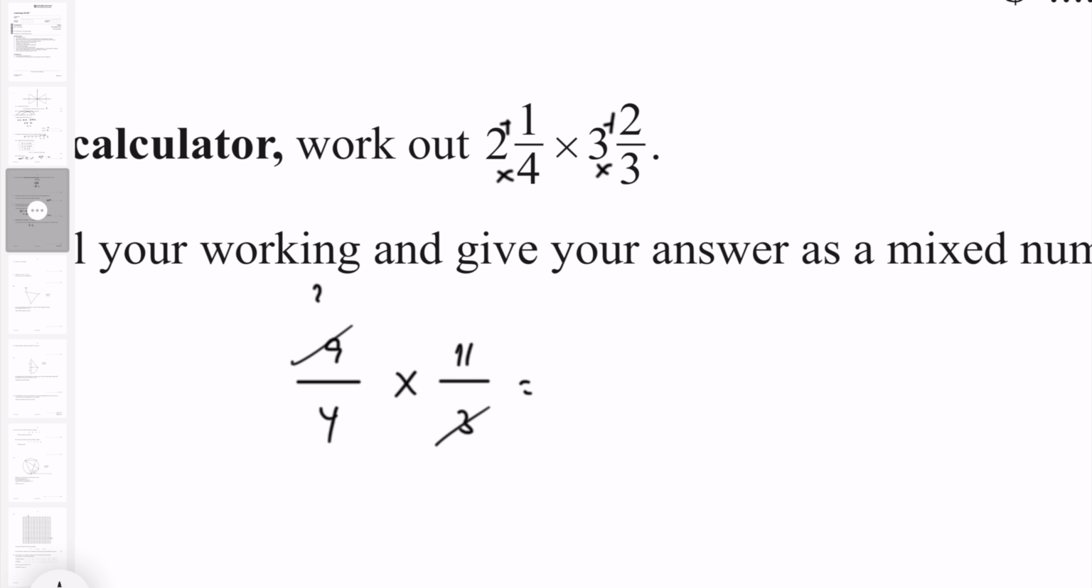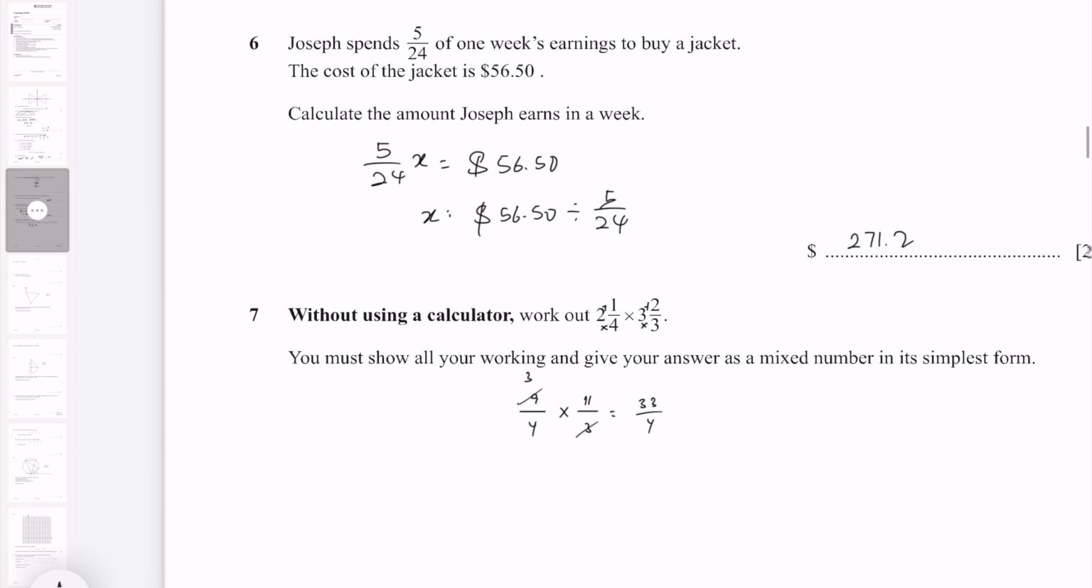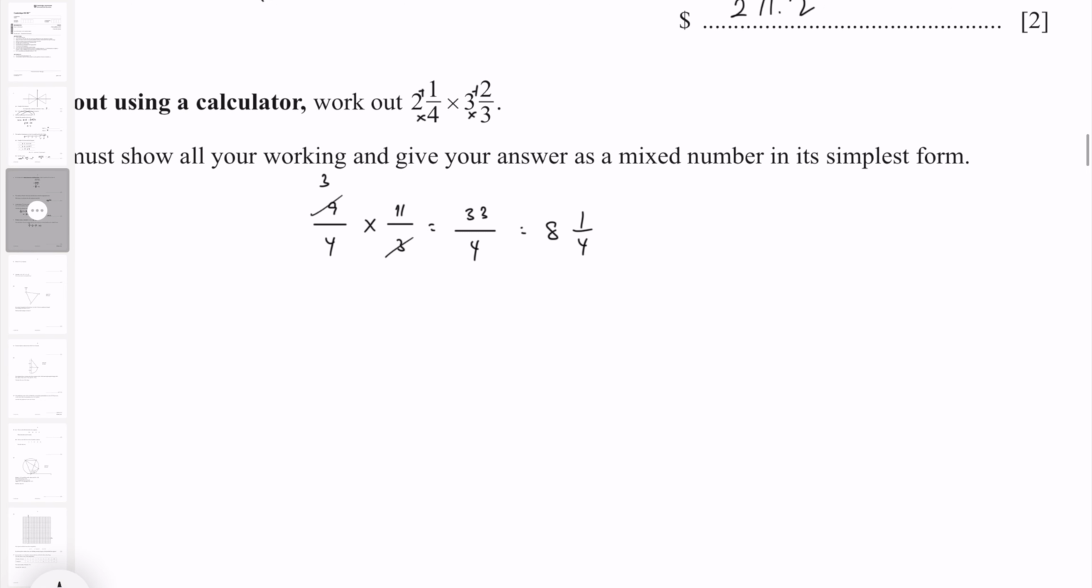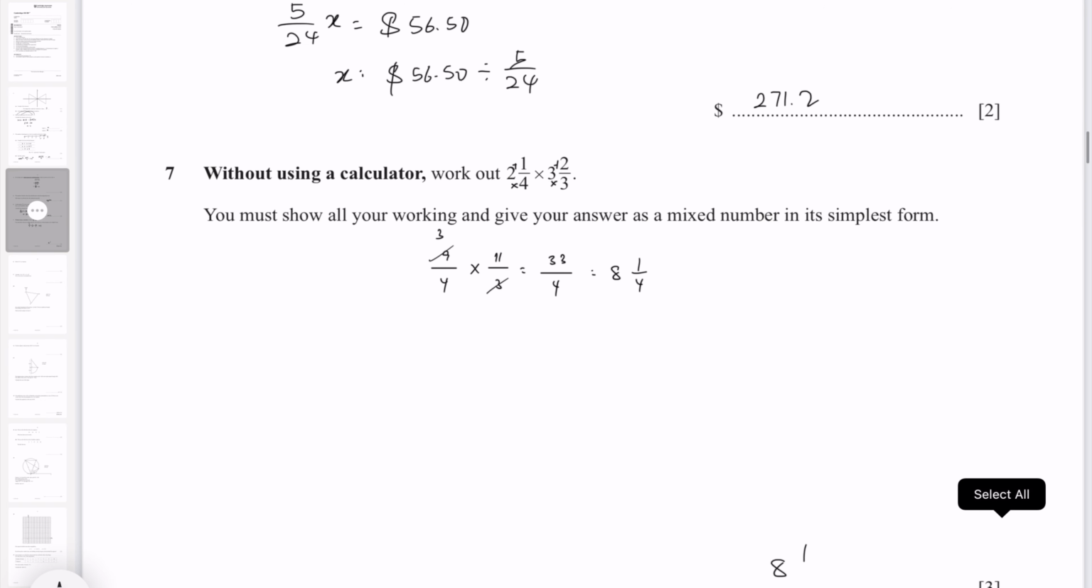These can cancel. You're left with 3, so that's 33 over 4. You want it to be a mixed number, so 33 divided by 4. How many times can you divide that? You get 8. So it's 8 and a fourth left. So that's 8 and a fourth.